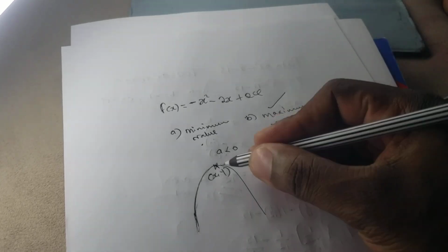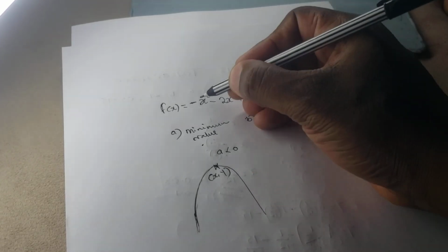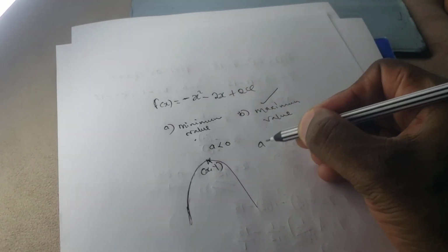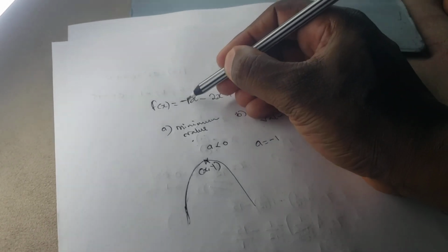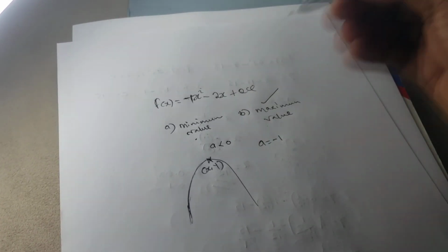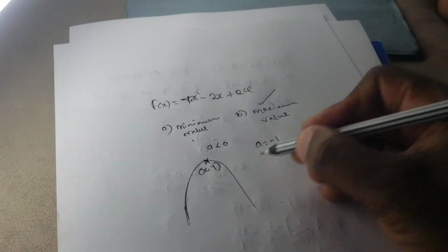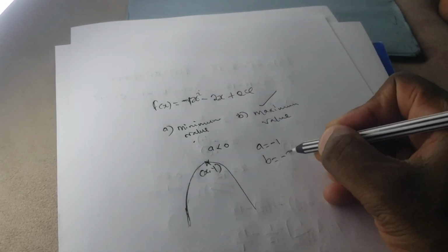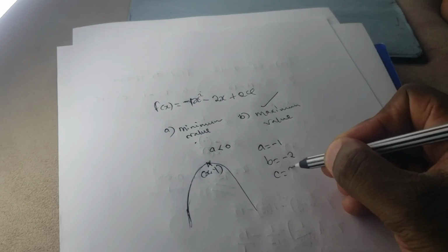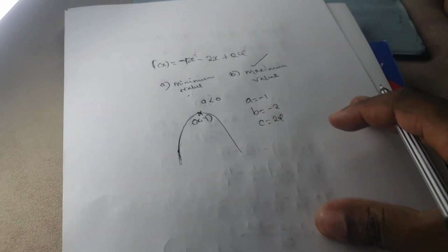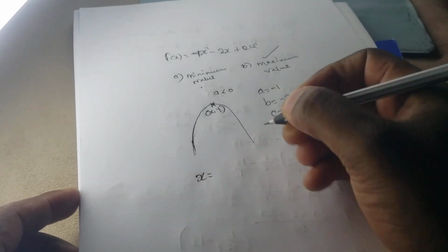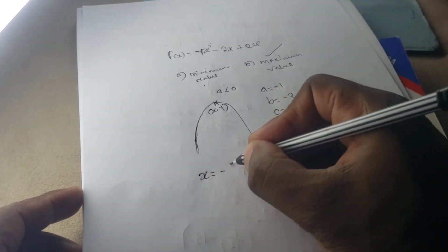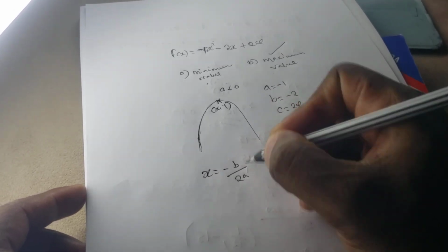now let's find the coordinates for the turning point. So, our A will be negative 1. Why negative 1? The coefficient there is negative 1x squared, which is the same as negative x squared. Our B will be negative 2. And our C will be 24.